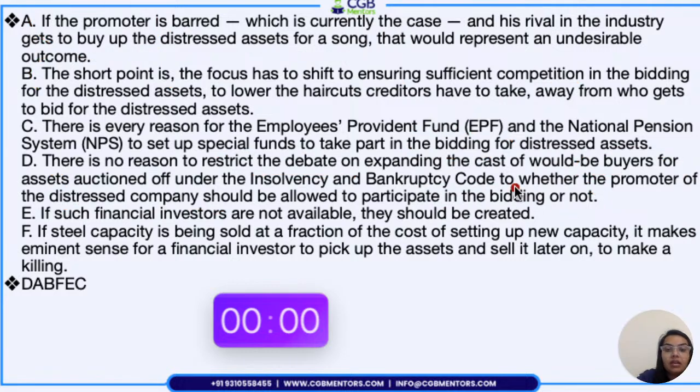See, we have a context here. D maybe the author is starting with a reasoning that there is nothing to be restricted with respect to this scenario. E starts with if, F starts with if, A starts with if. These are just some conditions.